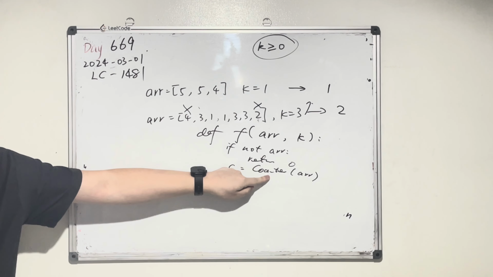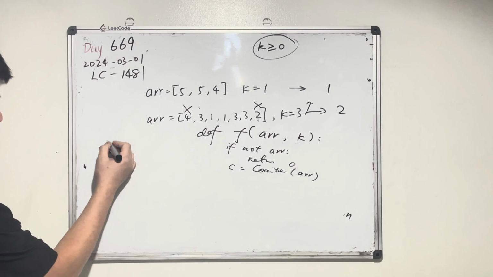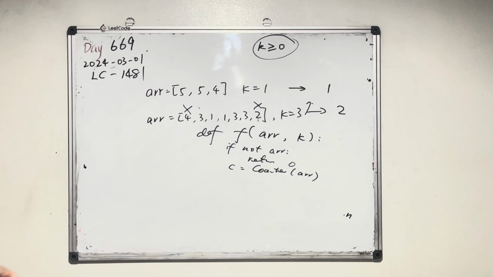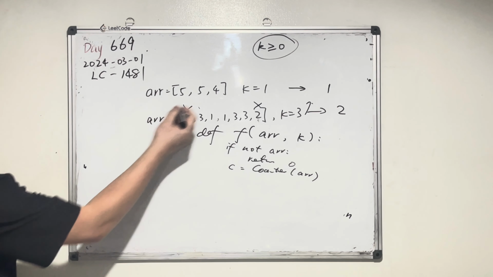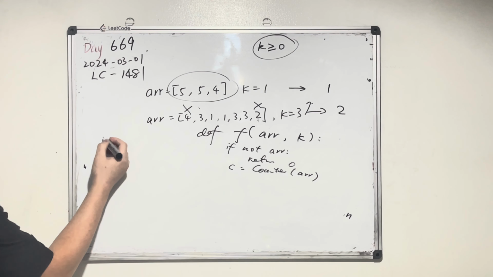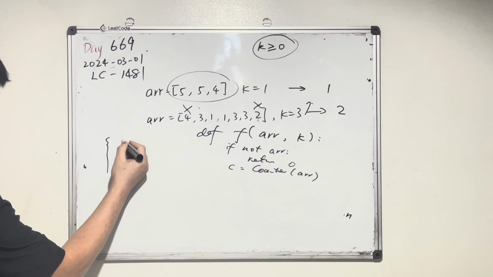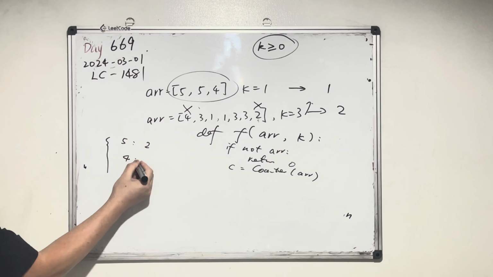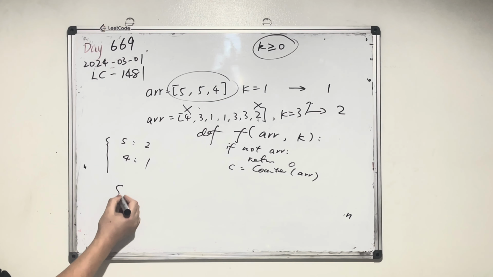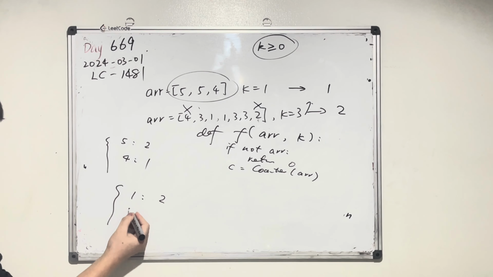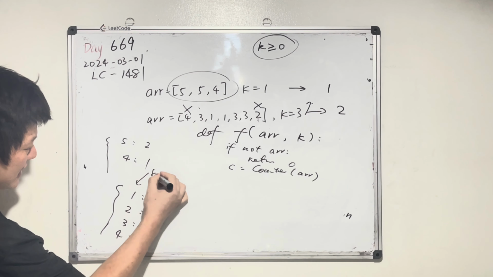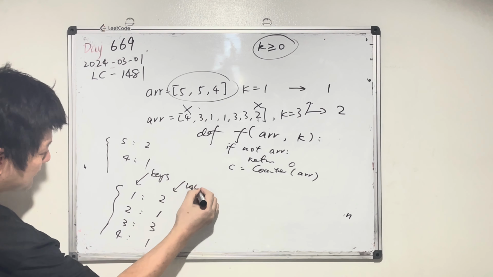So this counter will return a hash map, which is a dictionary. The keys will be the unique numbers. The values will be the number of times they appear, right, Ryan? Let's take a look at this. If we count the array in the first example, you will return a dictionary like this: 5 appears 2 times, 4 appears 1 time. The second example: 1 appears 2 times, 2 appears 1 time, 3 appears 3 times, 4 appears 1 time. So these are the keys, and these are the values, which are the number of times they appear.